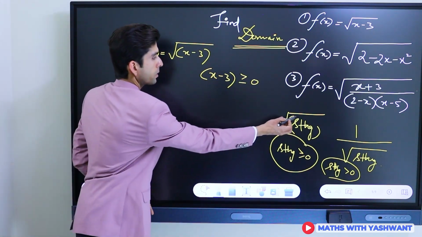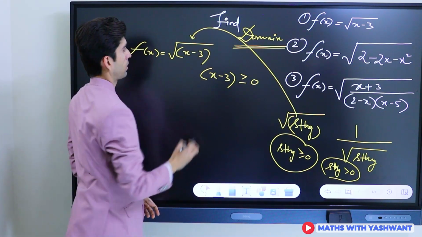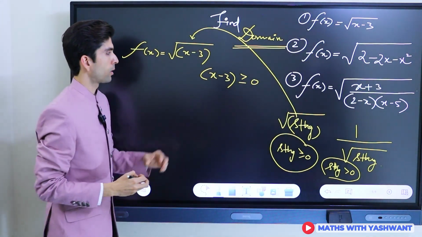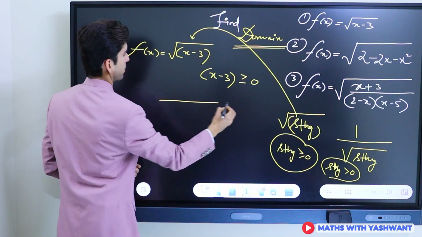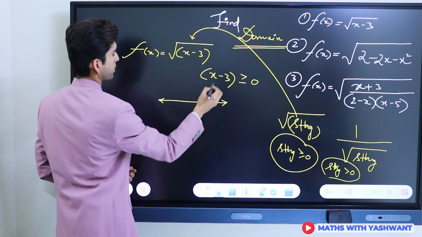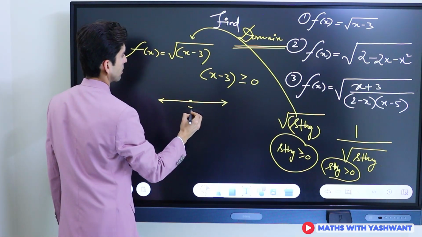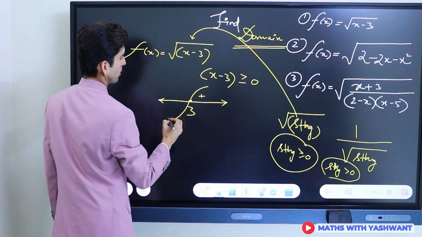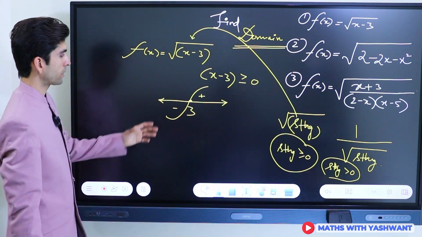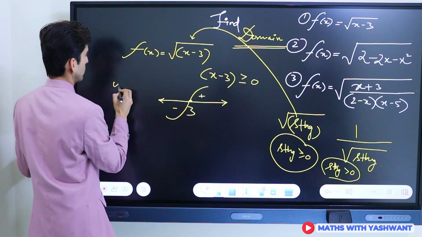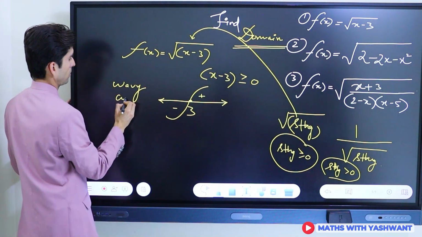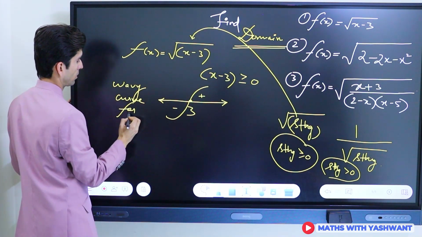So this structure is, and this one is similar. And if you draw the Wavy curve, or directly you can find, if you draw the Wavy curve as well, we have just learned how to draw the Wavy curve. For x minus 3, we have the critical point and we draw the Wavy curve. So we can see here, this is the Wavy curve for x minus 3.